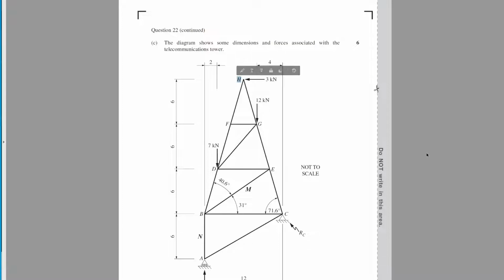So we're going to take sum of the moments about H. Boom, you've got a mark. If you wrote sum of the moments about H, you get a mark. If you had shown the cutting plane, you're probably going to get a mark. If you do both, you're probably going to get 2 marks.